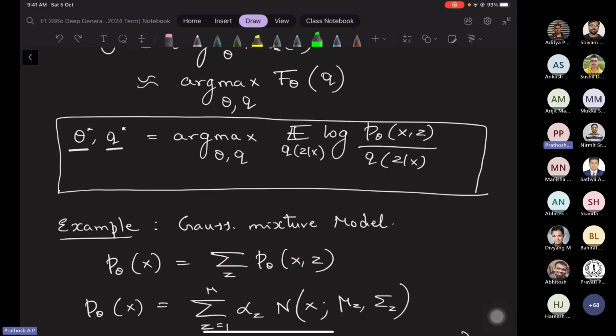Yeah, Raghavendra, go on. Yes, so this Q of Z given X is also unknown, right? So how do we compute the expectation over that? I'll tell you that. Till now we don't know what Q of z given x is. That's why I said, look at the boxed item. It is a joint optimization over theta and Q. You have to compute both theta and Q. Okay, they are jointly estimated.